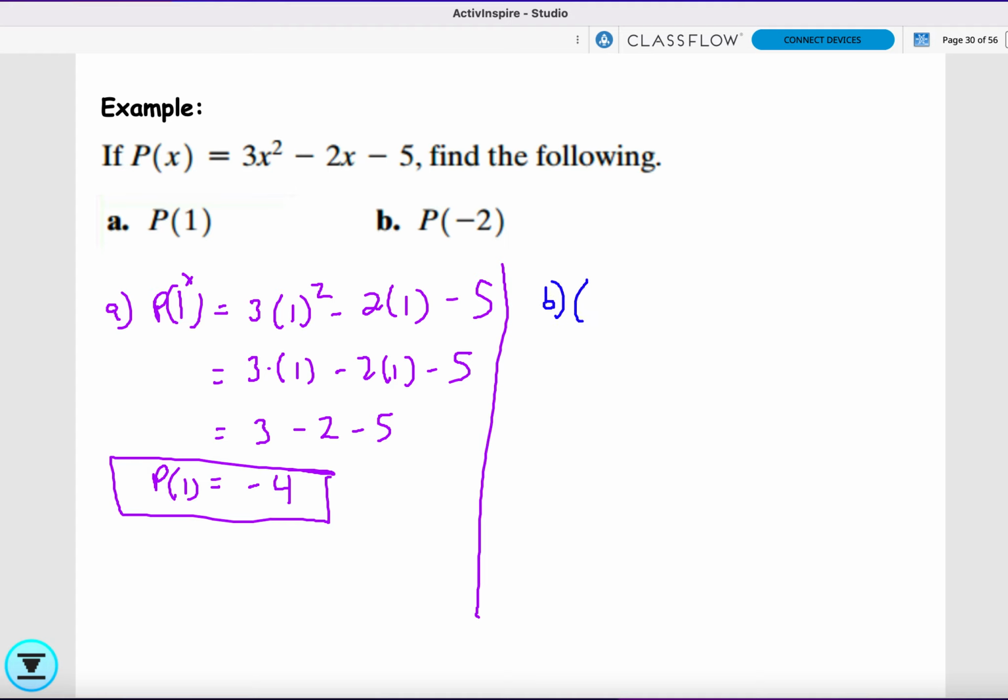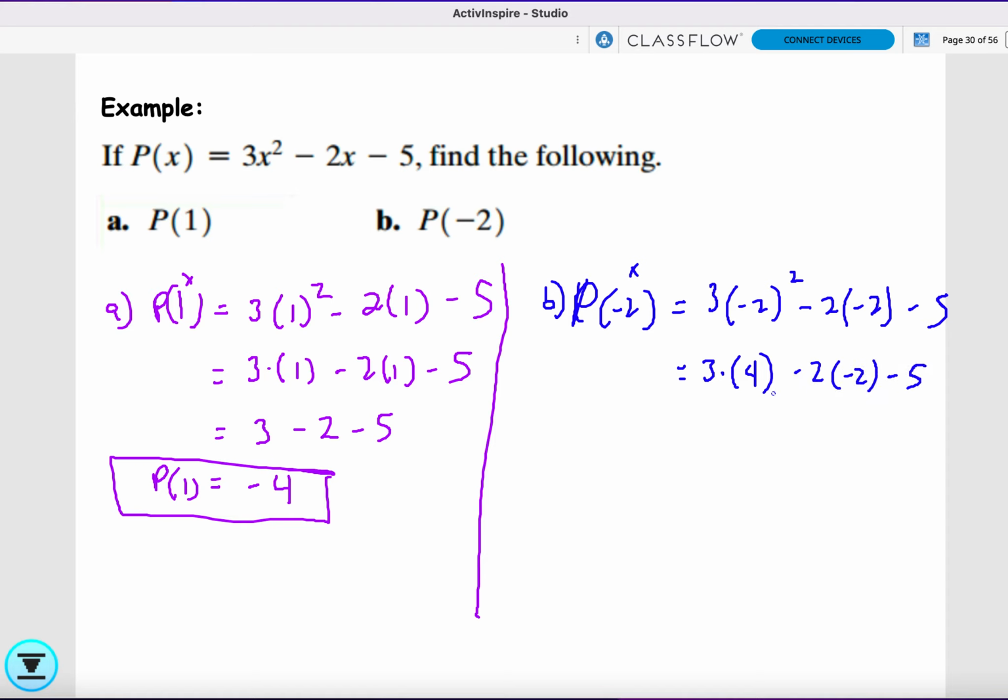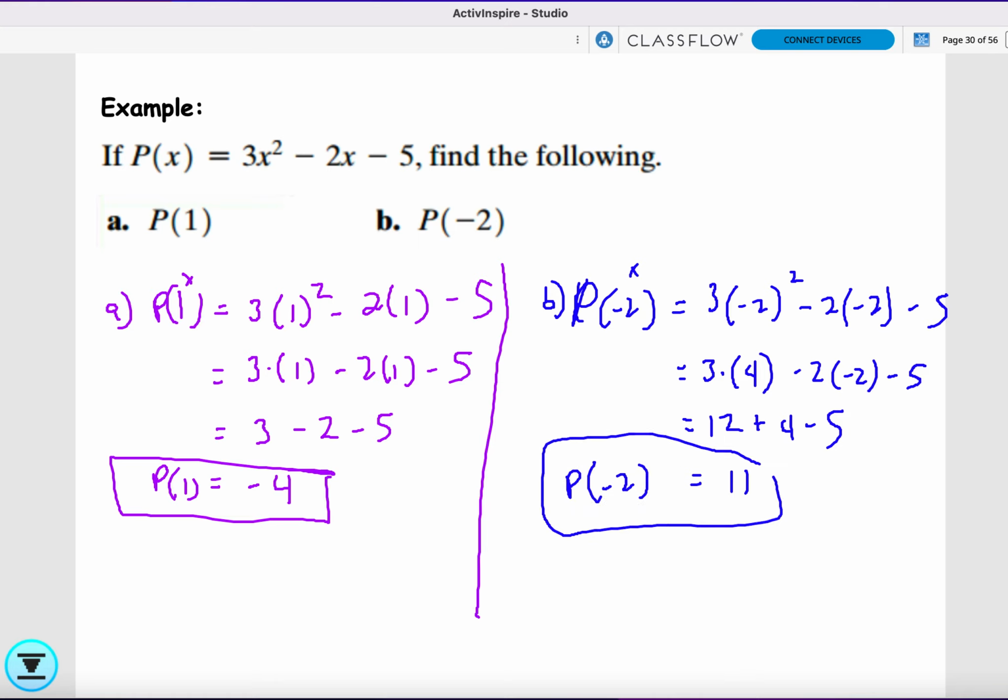B is p of negative 2. So we're plugging in negative 2 for x. So it'll be 3 parentheses negative 2 squared minus 2 times negative 2 minus 5. Well, negative 2 squared is positive 4, so it'll be 3 times 4. So that's the exponent part. Now we multiply. 3 times 4 is 12. Negative 2 times negative 2 is plus 4. Now we add and subtract from left to right. 12 plus 4 is 16. Minus 5 is 11. And we're done with B.